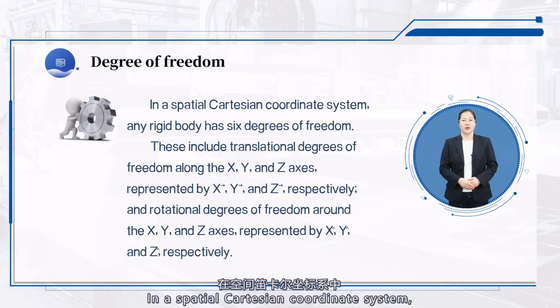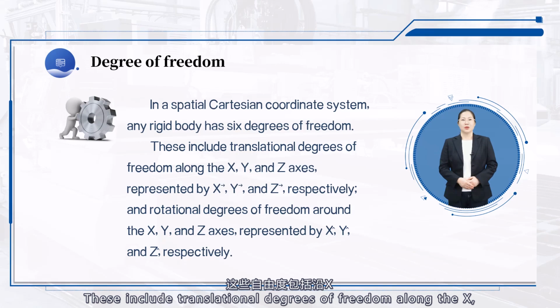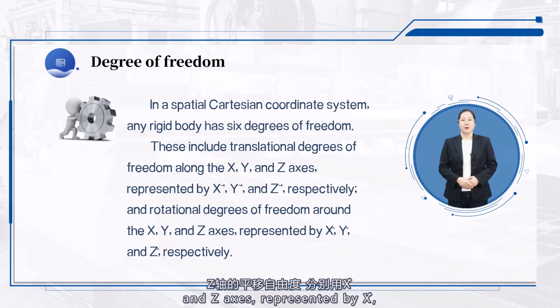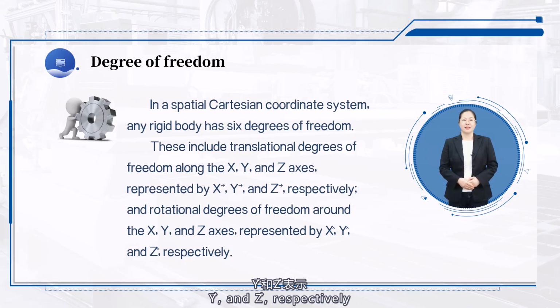In a spatial Cartesian coordinate system, any rigid body has 6 degrees of freedom. These include translational degrees of freedom along the x, y, and z axes, and rotational degrees of freedom around the x, y, and z axes.